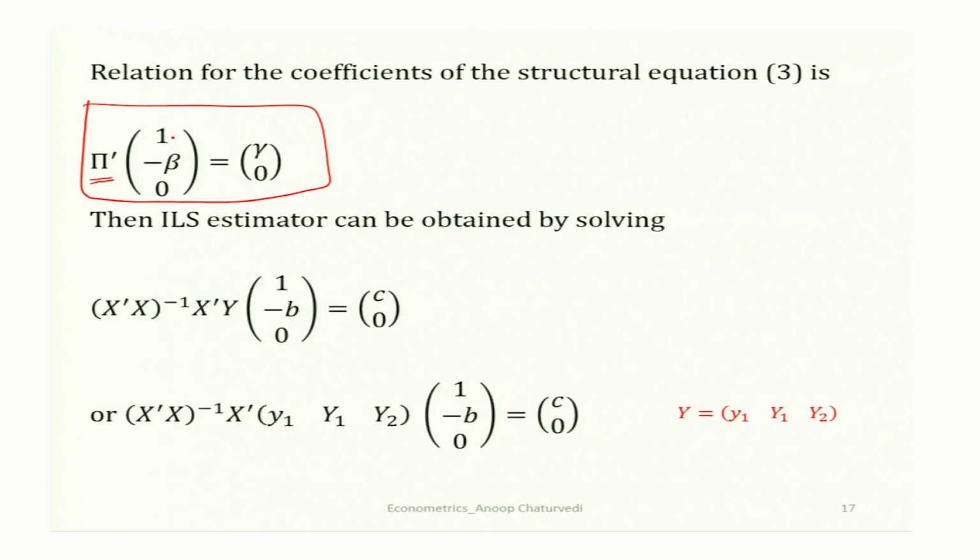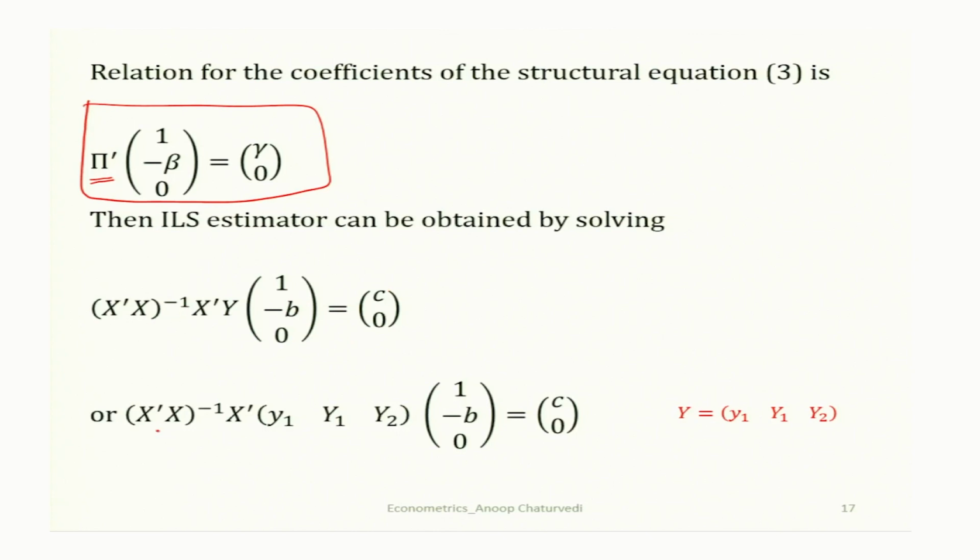And then we have 1 here, and we denote the indirect least square estimator of beta by B, say. And then we have 0 here, we denote the indirect least square estimator of gamma by C, say. So, you get C and 0 here. Then you have to solve this equation for B and C to obtain indirect least square estimators of beta and gamma.